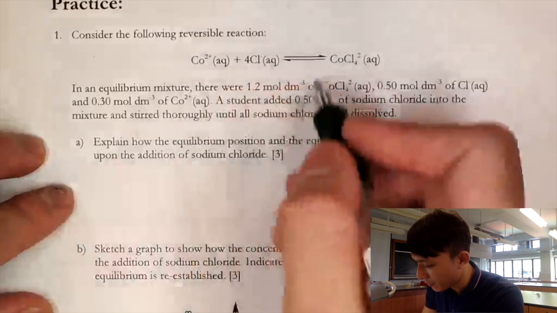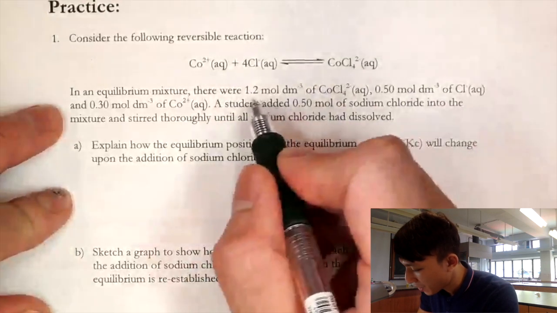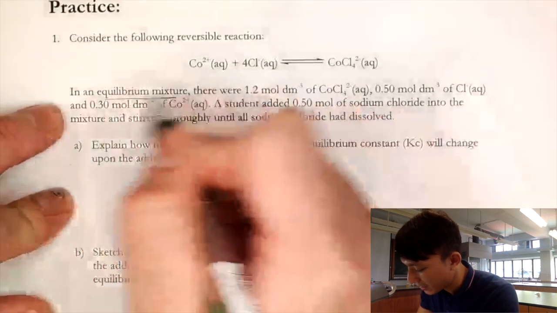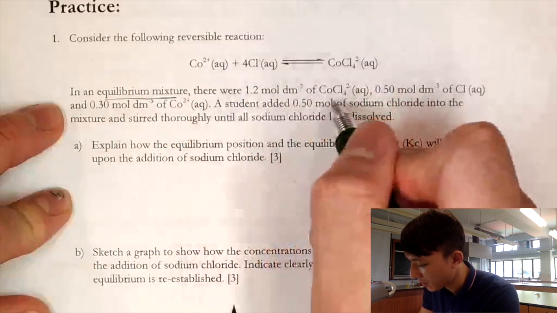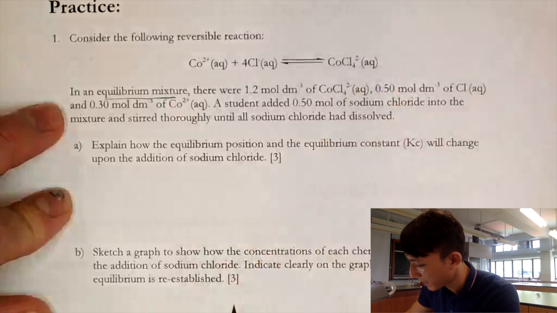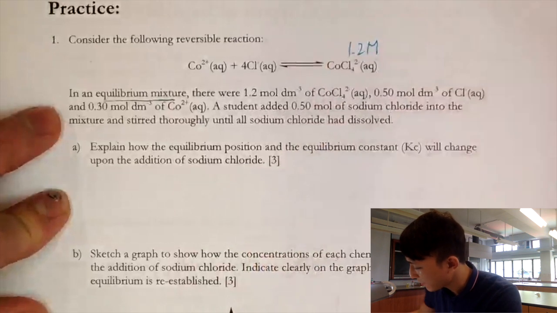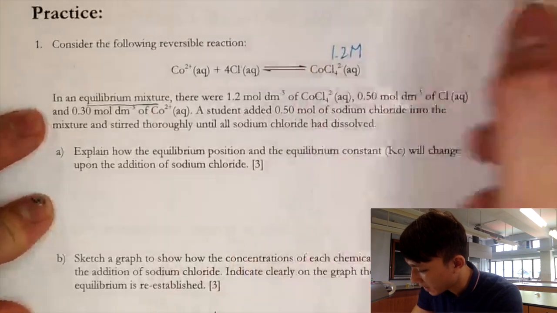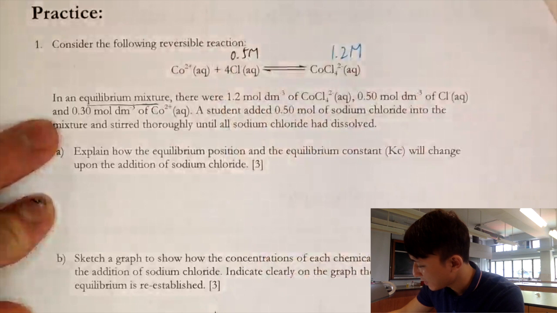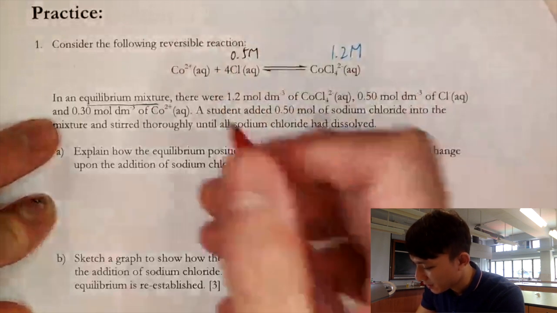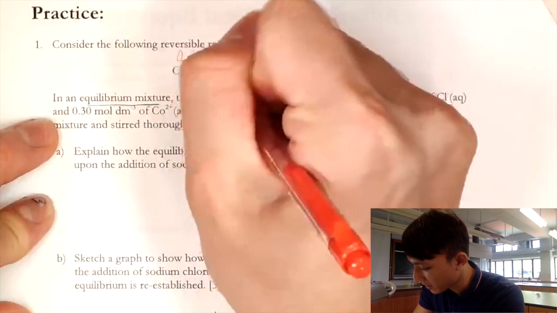Now we have an equilibrium system like this, and at equilibrium we have 0.2 mole per dm cube of this particular product, the complex ion. Let's put it down, okay? And then we have 0.5 chloride ion, and then we have 0.3 M of cobalt 2 ion. Okay, let's put it down.